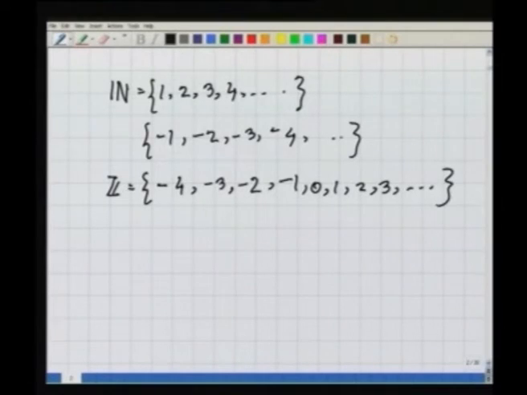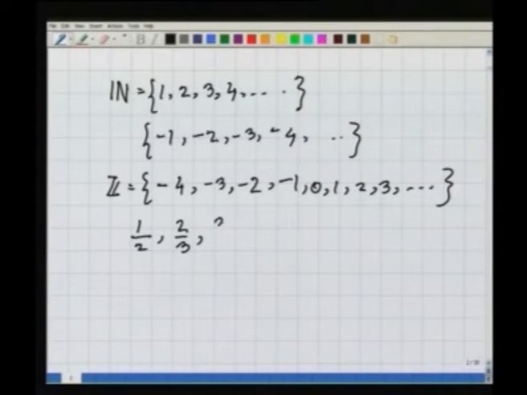We also have an example of a bigger set of numbers than this set of integers. For example, the set of rational numbers. Well, what are rational numbers? They are just a collection of fractions. For example, if I look at numbers like 1/2, 2/3, 3/4, these are rational numbers.